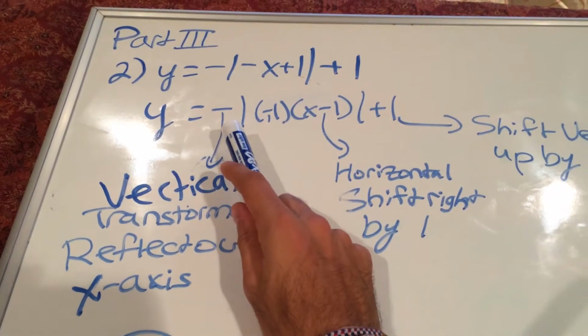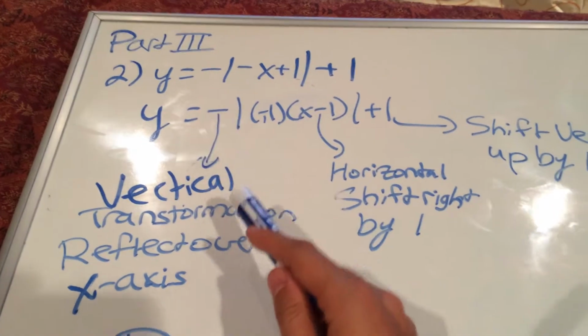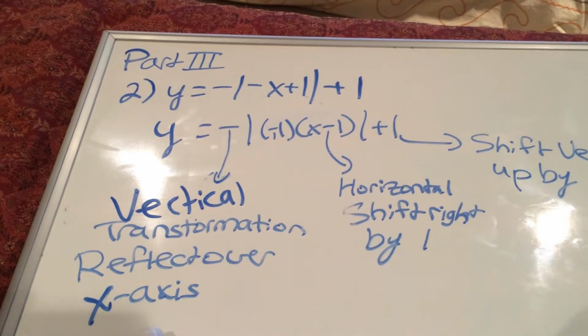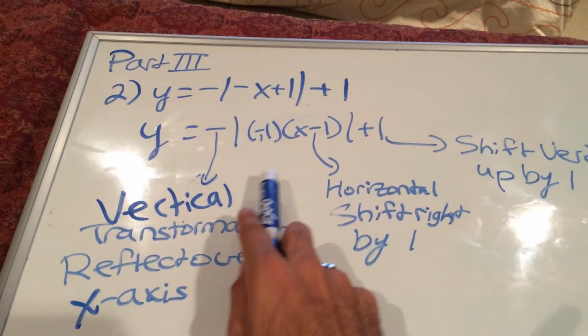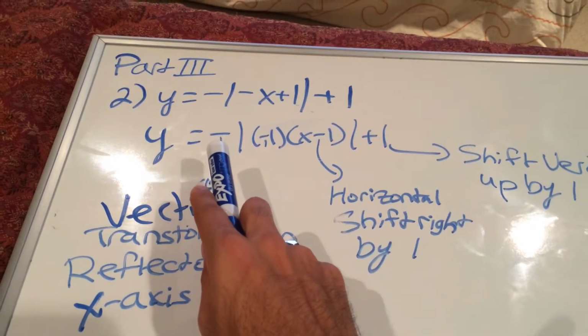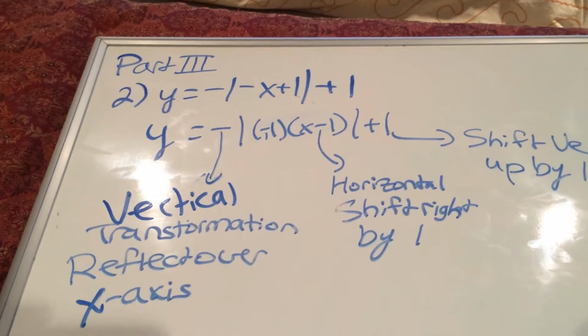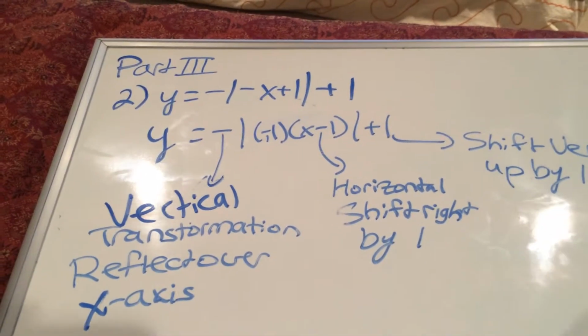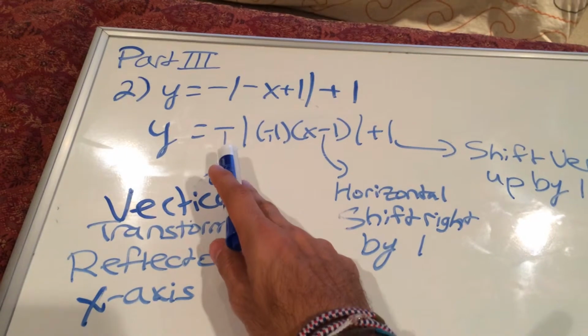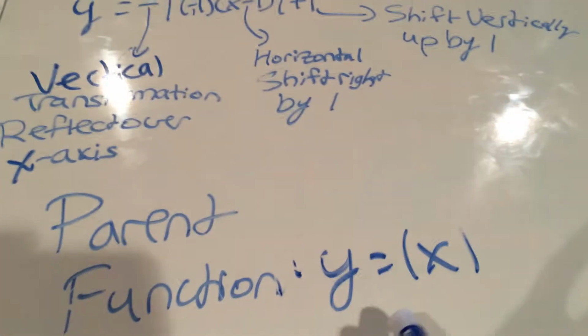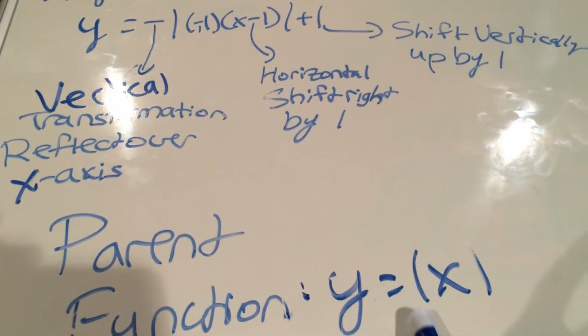This negative, however, does affect it. This is a vertical transformation, a reflection over the x-axis. How did I know that? It was outside of the parenthesis. It was outside of the argument, right? This negative is outside of the argument. Remember, the argument is y equals absolute value of x. This negative is out here.